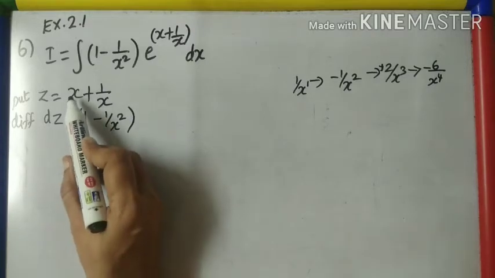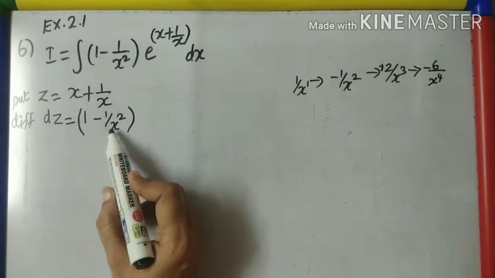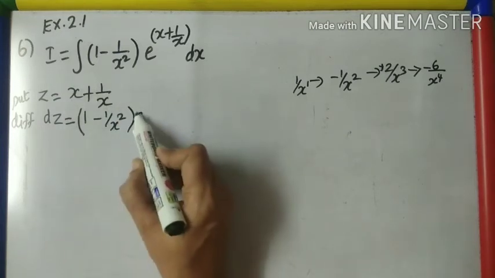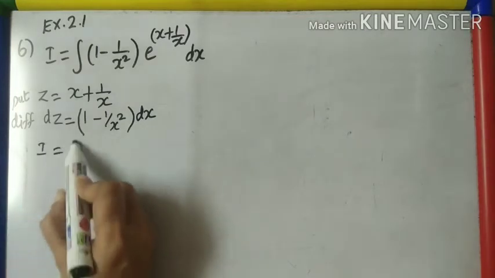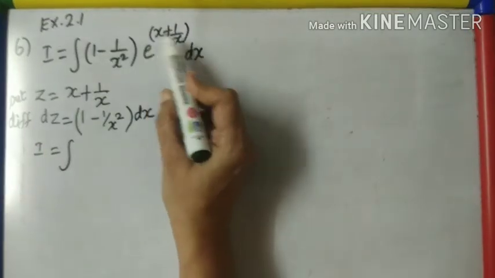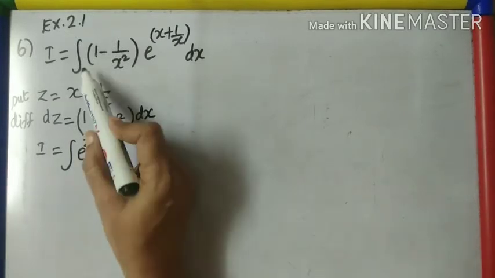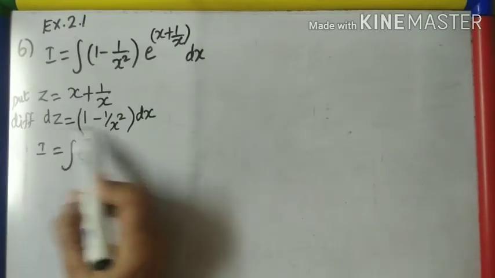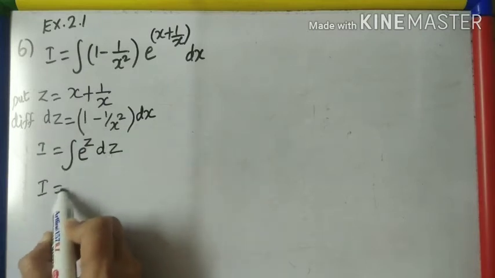So here I have x becomes 1, 1 by x becomes minus 1 by x square, and whenever dx comes, write it in. Put it back in the problem. So we get I is equal to integral e power x plus 1 by x will become e power z, and 1 minus 1 by x square dx will become dz. So it becomes a simple problem.